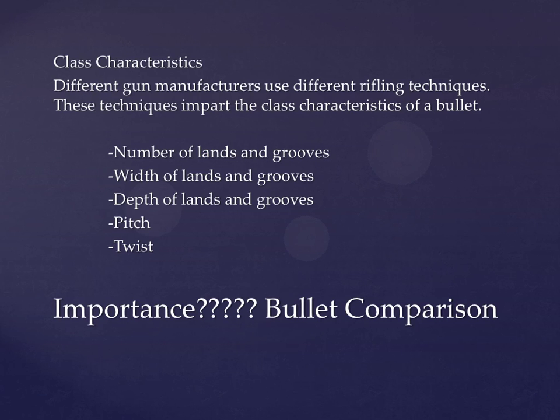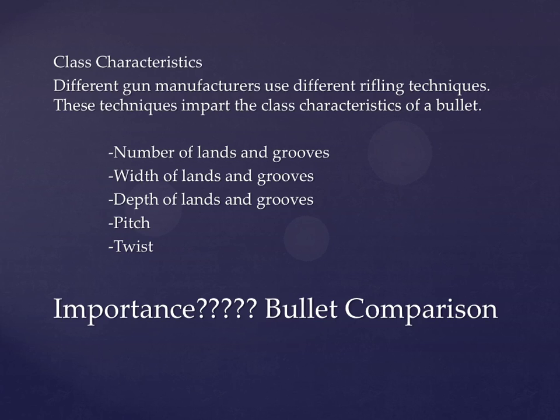Okay, so now we care about how all of this relates to forensics. Well, a good amount of it is going to be class characteristics. Don't forget, class means that it points to a group of individuals or a group of objects. Different gun manufacturers are going to use different rifling techniques, and these techniques are the ones that are going to give your bullet a bunch of different class characteristics.